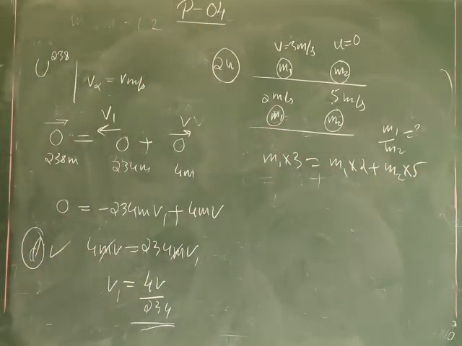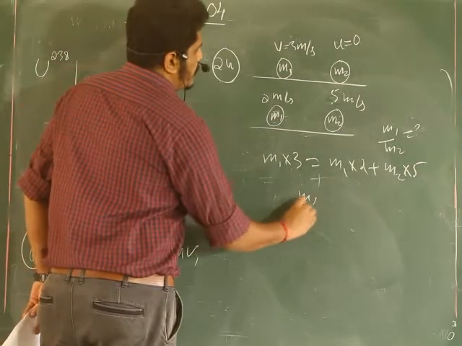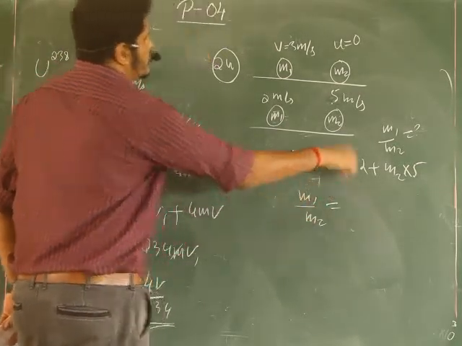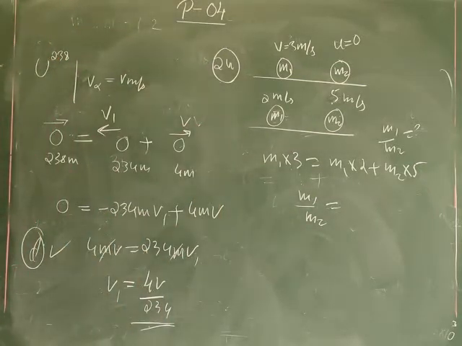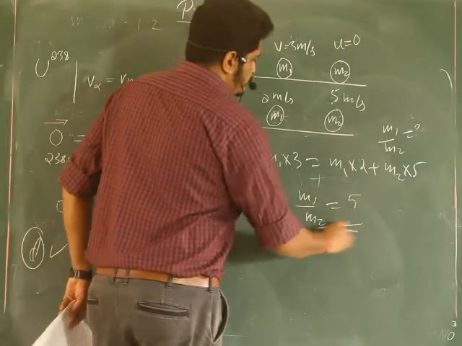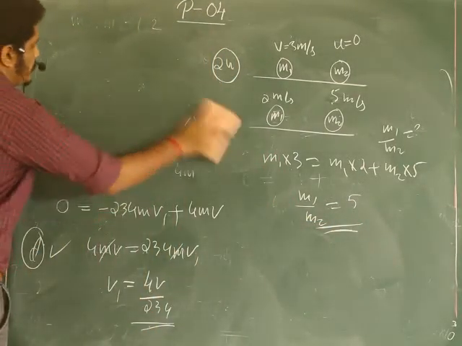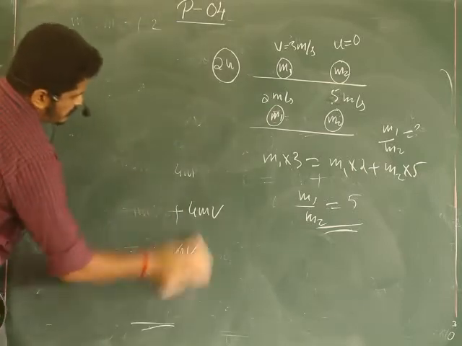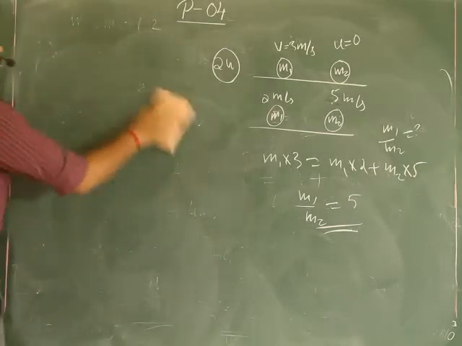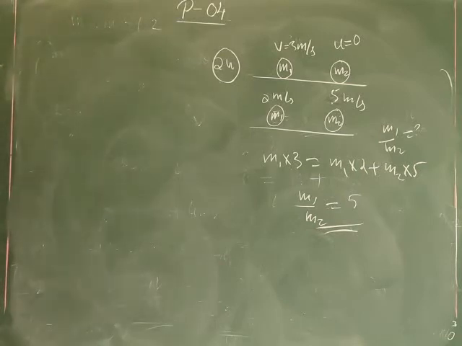Next step: we require m1 by m2. Do the substitutions, take m1 into 2 to the left hand side, that becomes 1. So the answer finally is 5. For the 24th one, the answer is 5. Simple, but you have to be very careful while applying conservation of momentum. Next, the 25th question. Let us see the question.